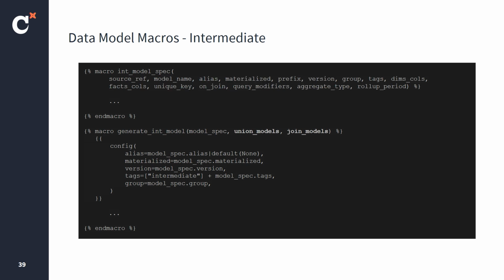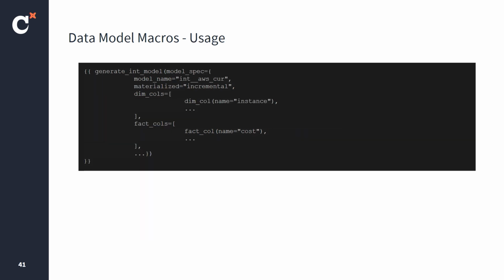And you can see that we also have this generate int model, which is the counterpart to this int model spec. So you send an int model spec into this generate int model, and it will produce the intermediate model for the user. And when the user actually uses it, all they have to do is call generate int models, give the model spec, and define all these things. And the dim column, you see that it's also a macro. The dim column is where they specify the name, and actually it's a little bit more complex than this one. Here you can supply a few more pieces of information, like the description of the column and things like those.